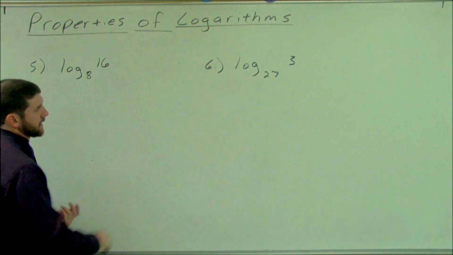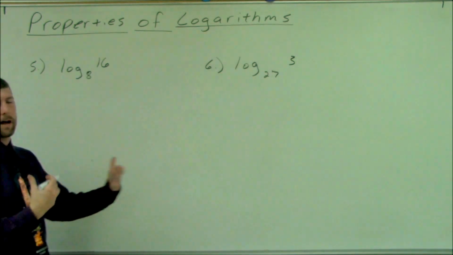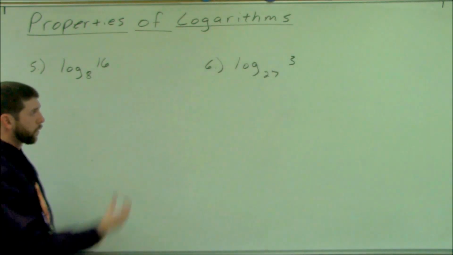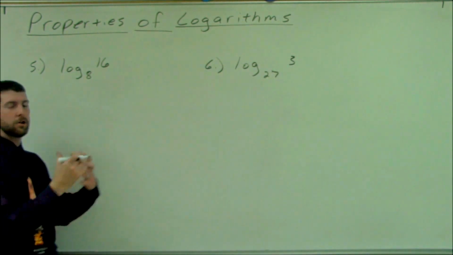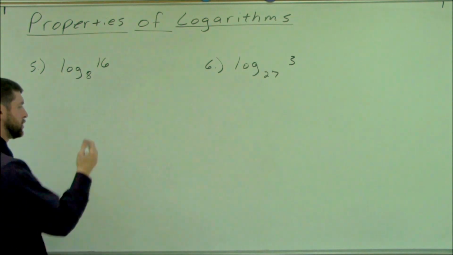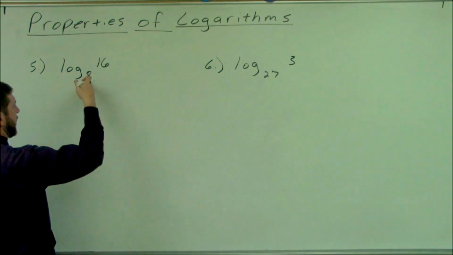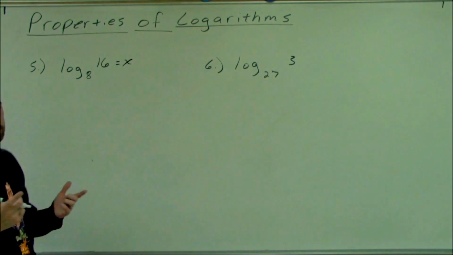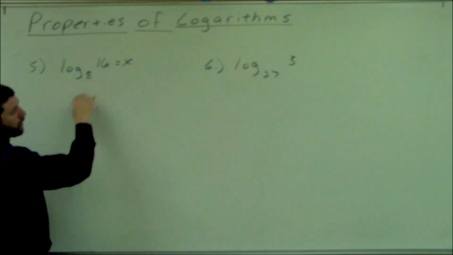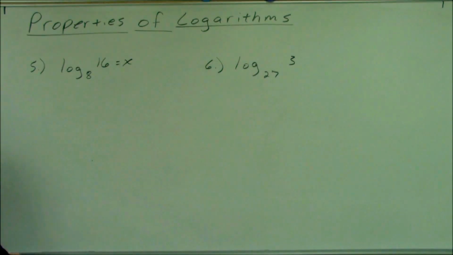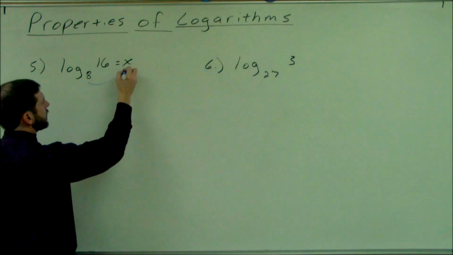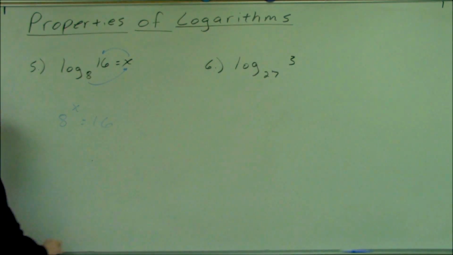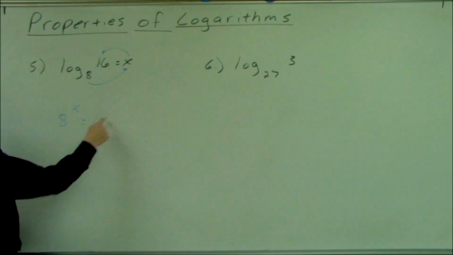So what I like to do in this case is turn it back into exponent form and start messing around with my bases. Because I know 8 and 16 are both powers of 2, or 27 and 3 are both powers of 3, so I can use that idea that they're both powers of the same number to figure out what power of 8 makes 16. And here's how I like to do that. If I say it's equal to x, because I don't know what it is, then back in exponent form, 8 to the x equals 16. That's what logarithm means: this multiplied this many times equals that.